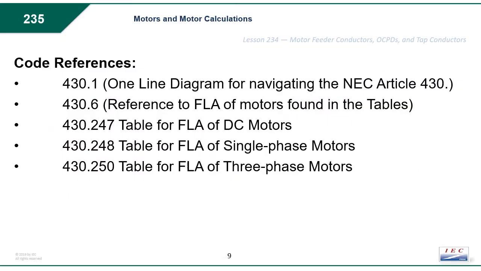Code references for motors. 430.1 is the one-line diagram for navigating the NEC Article 430. I highly recommend getting familiar with that. It'll help you navigate Article 430 when it comes to motor code. 430.6, reference to the FLA of motors found in the tables. We talked about that earlier. And then our table FLA for DC motors, table FLA for single-phase motors, and table FLA for three-phase motors is found in Article 430.247, 248, and 250.